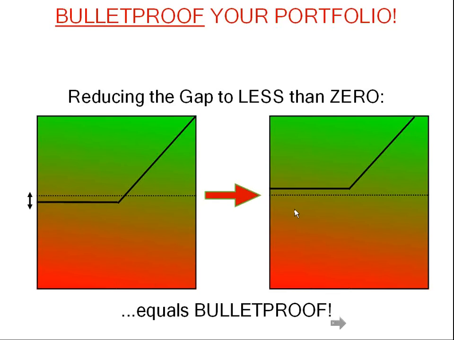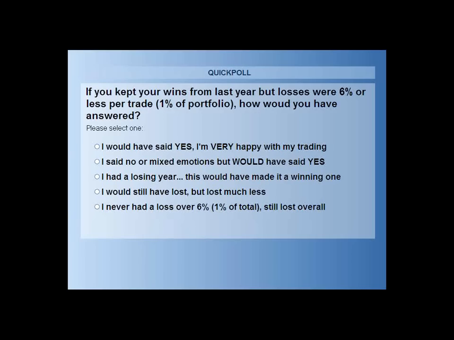5% of you say you were very happy with your results. 21% of you said that you were happy but could be happier. 58% had mixed emotions, 11% were unhappy, and 5% were ready to quit. Now let's talk about this. Keep in mind all of the wins you had over the last 12 months. And what would your answer have been to that poll we asked earlier? What would your answer have been if you kept all your wins from last year but limited your losses to single digits?